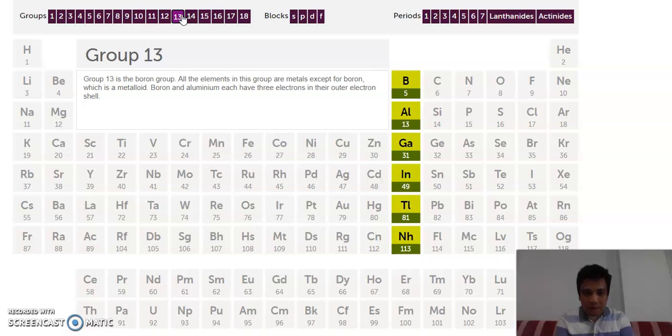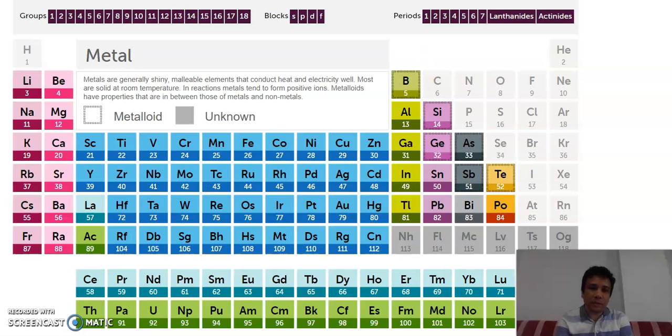This is the 13th group. So boron is the first element of this family, then aluminum. Those are metals. Which elements are metal and which are non-metal, I can show from here. Here hydrogen is a non-metal and a gas, we know, and after this those are metals. Those are not sure yet, whether metal or non-metal. Those are unknown because they are newly discovered and updated in the modern periodic table.